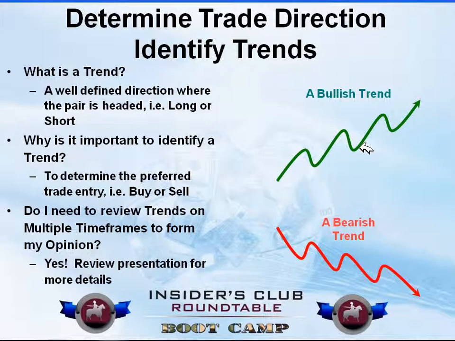Case in point, the US yen from 79.50, 80 all the way up to 105. Imagine how many times you could be in on that trade. A trend is a well-defined direction whether the pair is headed long or short. It's very important to identify a trend to determine the preferred trade entry. Do I need to review trends on multiple time frames to form my opinion? Absolutely yes. So we review the presentation, and we have more details in our boot camp and training areas.